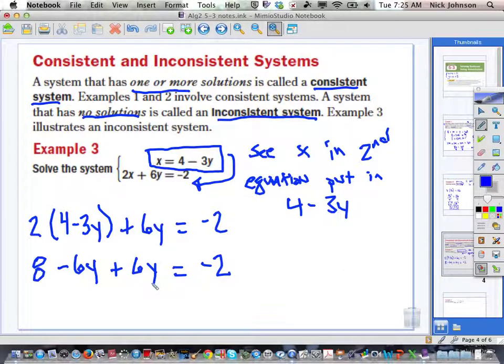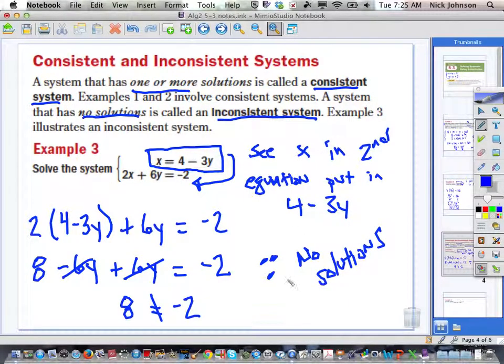Have confidence in your mathematics. If you notice, my 6 y's are going to add out. Leaves me with 8 equals a negative 2. Is this true? No, not true. 8 cannot equal a negative 2. Therefore, there are no solutions. Or what they call an inconsistent system. Okay? Have faith in your mathematics that it's all going to work out.